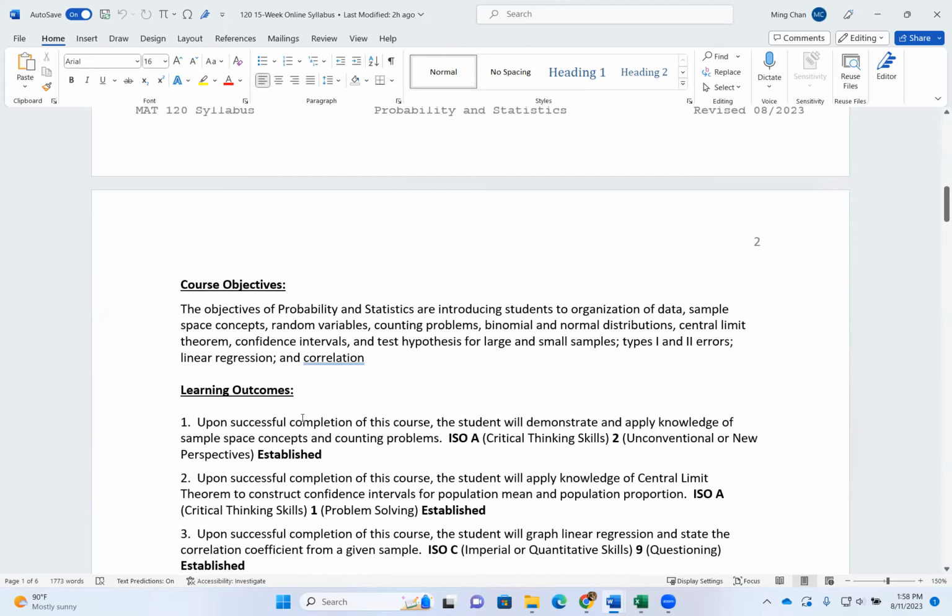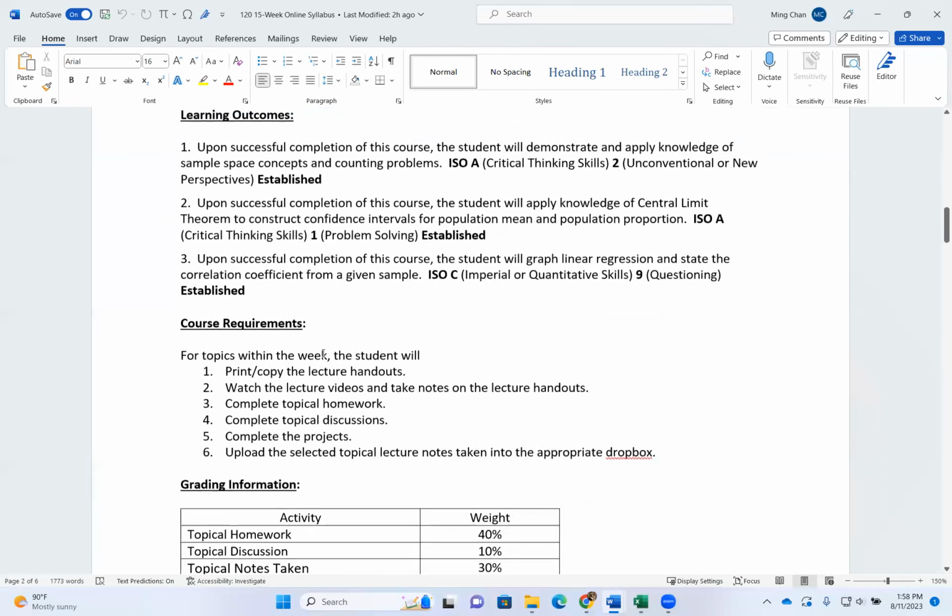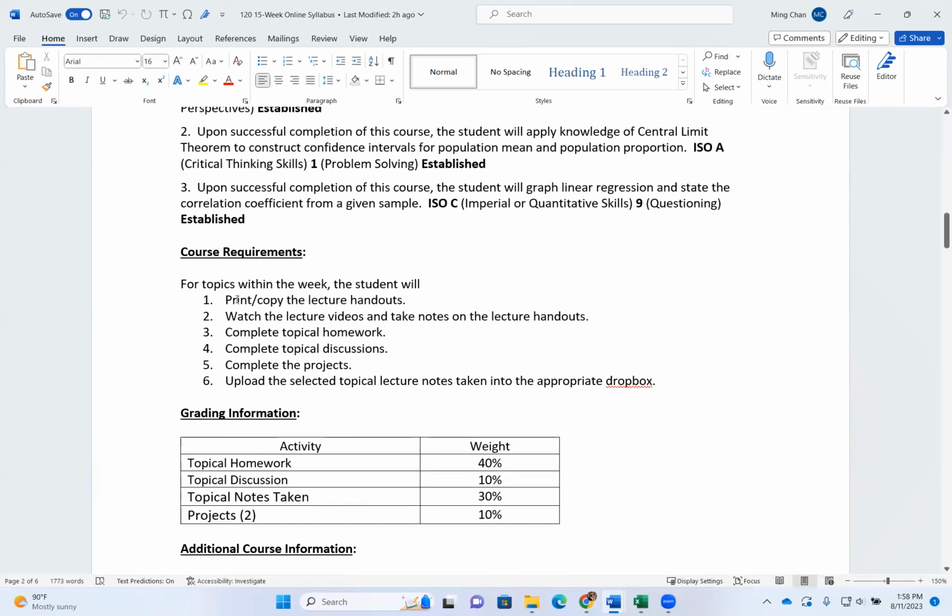Here are our course objectives and learning outcomes. Course requirements: every week, students will either print or copy down the lecture handouts. The very best practice is to print out the lecture handouts, because the problems that are on the lecture handouts and lecture video are really long. So it's practical to actually print the lecture handouts.